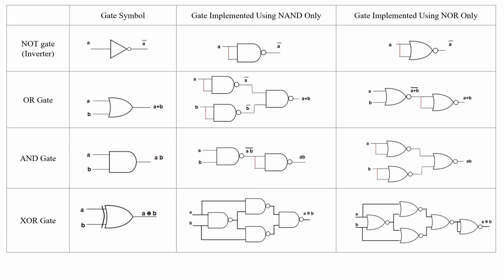Okay, this slide summarizes the implementation, or how we can use the universal gates to implement the NOT gate, the OR gate, the AND gate, and the XOR gate, using NAND gates only and using NOR gates only. We can use it to substitute any gate from a logic diagram by its corresponding implementation using NAND gates only or NOR gates only. This way we can use only the universal gates to implement the expression.